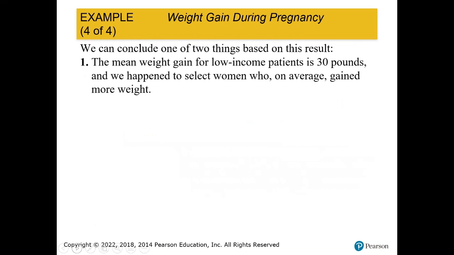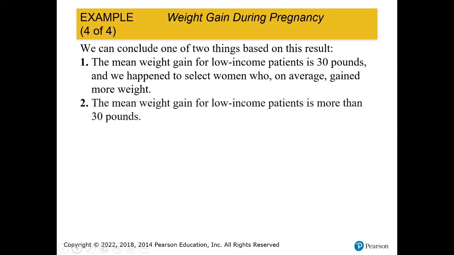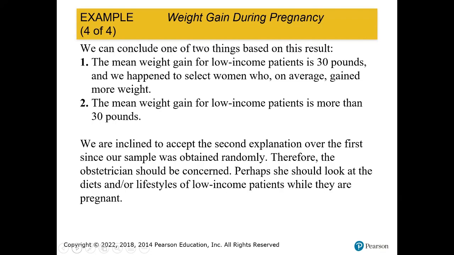The mean weight gain for low-income patients is 30 pounds on average. We just happened to pick a random sample that was not common. What happened here is, looks like those low-income patients seem to have more than 30-pound weight gain. We would have to look into other factors here. Is the diet different for low-income patients? Is their lifestyle different? Did those things impact their weight gain? So lots of times these results can lead us to look into other things here.